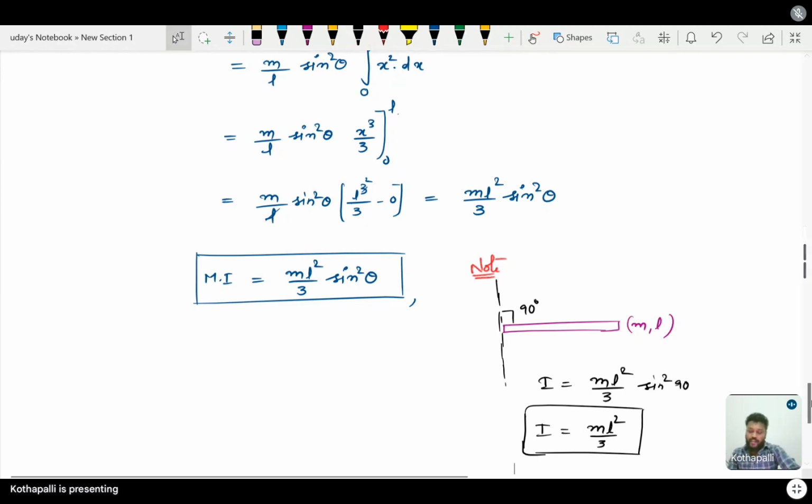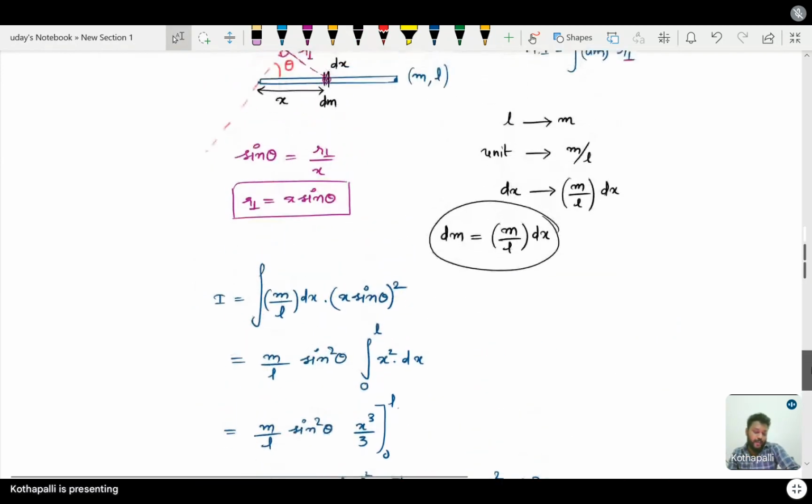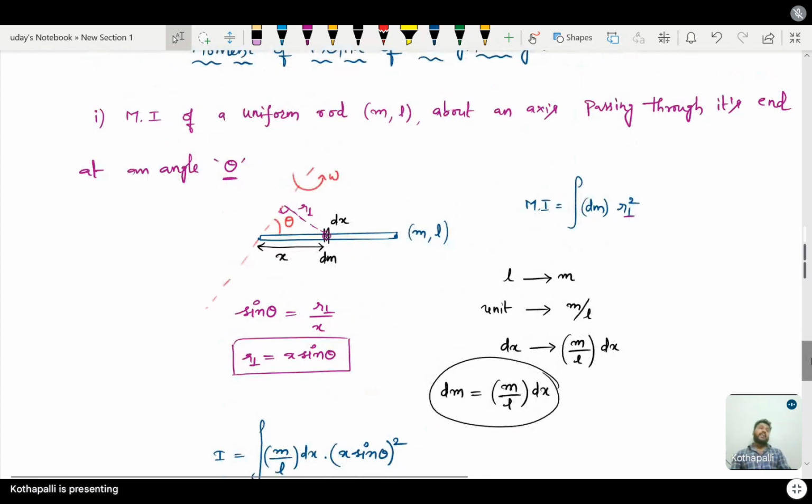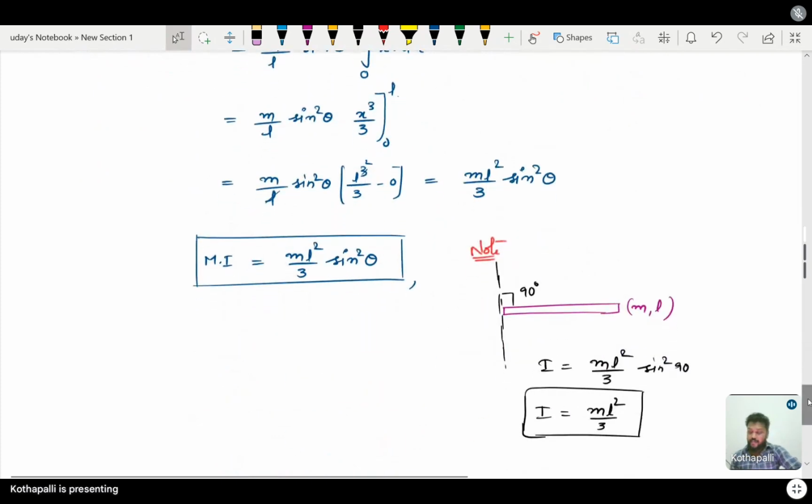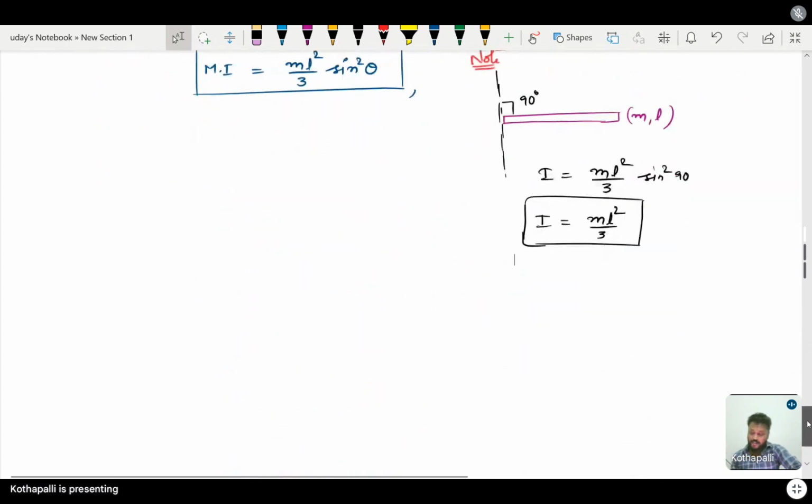So the moment of inertia of a rod about an axis passing through its end, making an angle theta, is mL square by 3 into sine square theta. And if the axis is perpendicular to its length, it will be mL square by 3. Okay, this is the case. Now one more derivation, let's see. After that, we'll see some applications based on this.